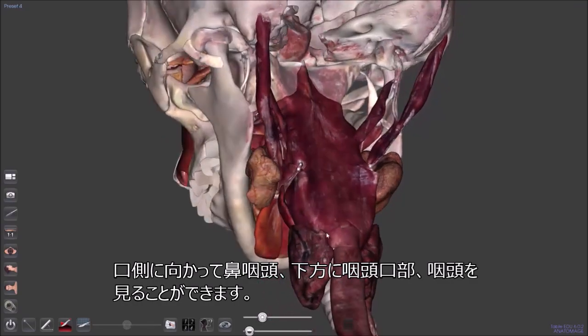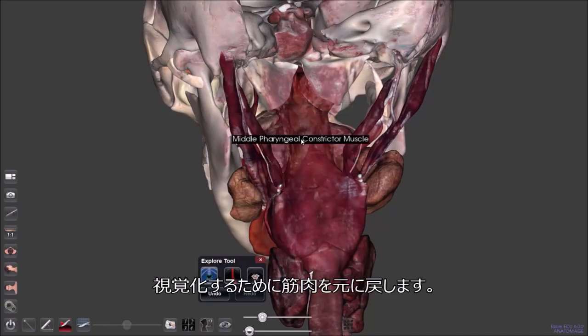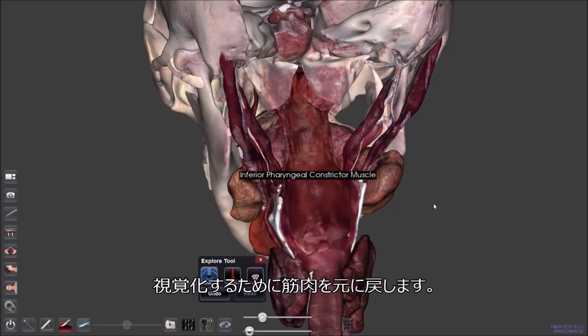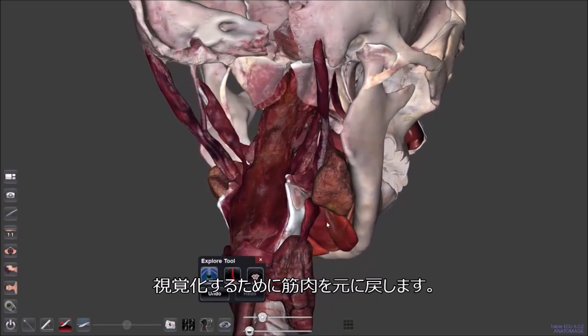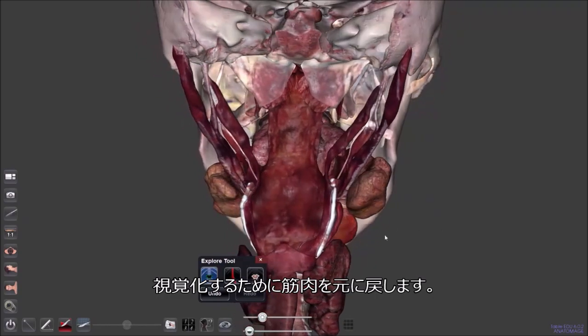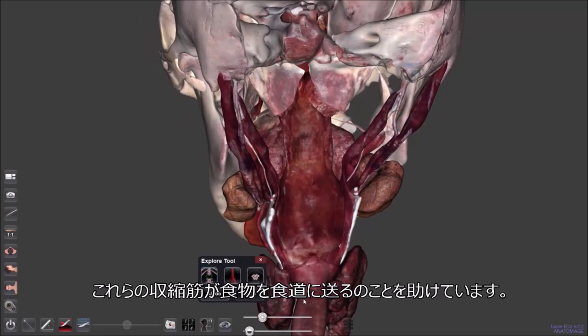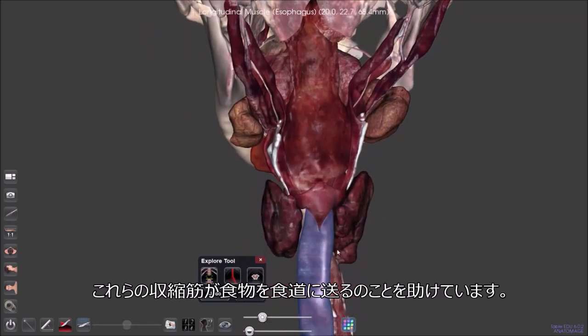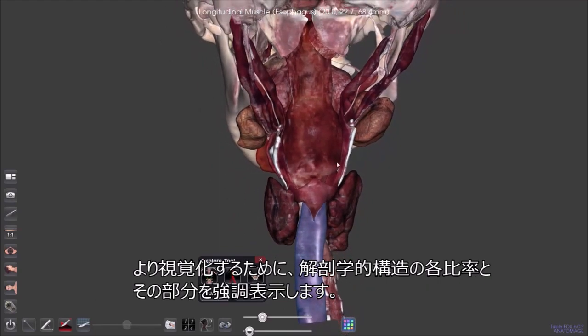But with the muscles back on to visualize, we can actually start to pick this apart, removing each of these constrictor muscles from the superior, middle, and inferior to point out the purpose and ultimately the process for what they're used for. These muscles can actually help to push food into the esophagus down below. And we can highlight each of the portions and pieces of the anatomy to better visualize this.